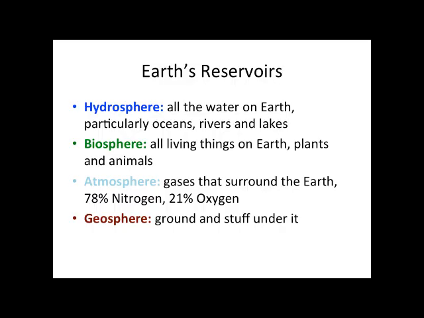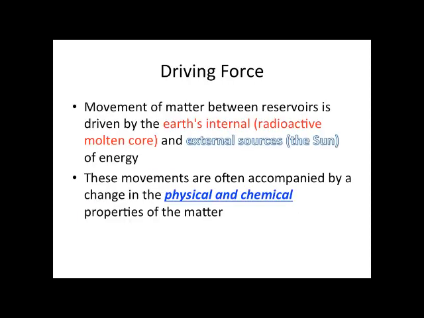So there are four reservoirs on Earth we want to talk about. That's the hydrosphere, which is all the water, the biosphere, all living things, plants and animals, the atmosphere, which is the gases above the Earth that surround the Earth. It's about 78% nitrogen, 21% oxygen, and 1% everything else. And then the ground and the stuff under is called the geosphere. So the lithosphere, the different layers of the Earth's crust and the core and stuff like that.